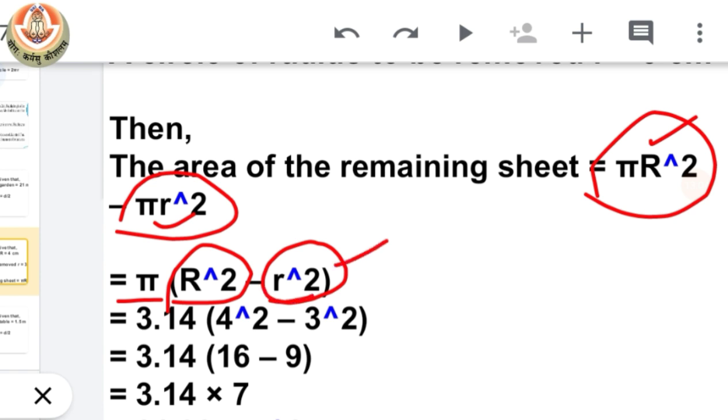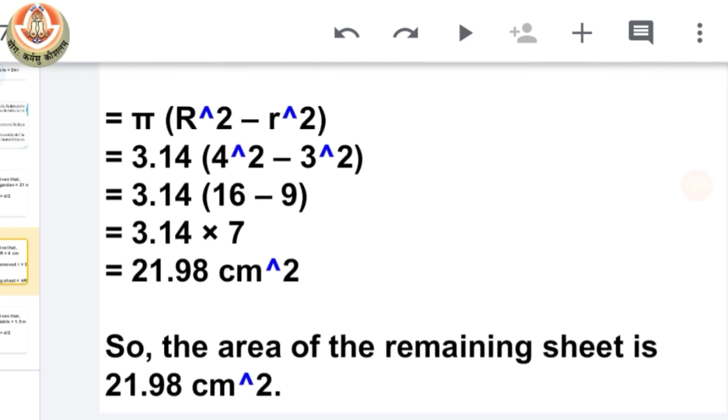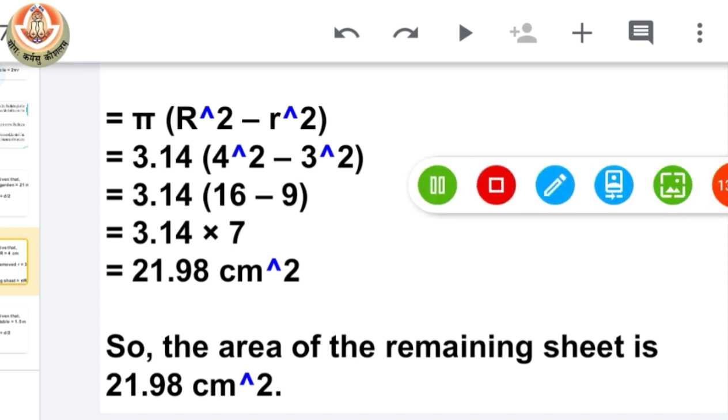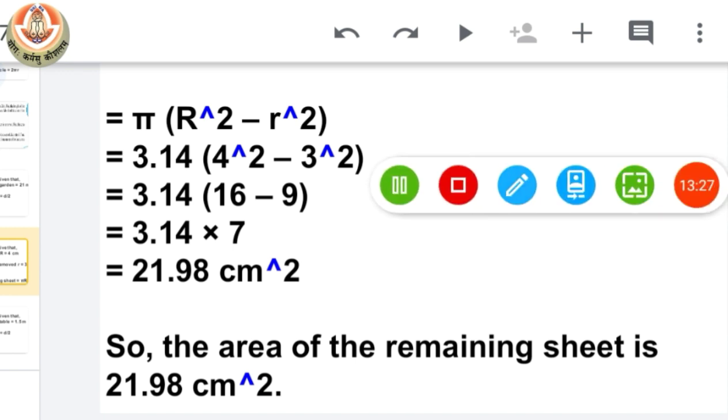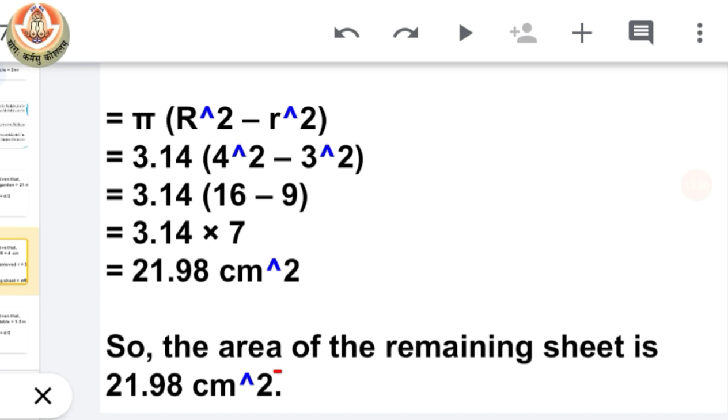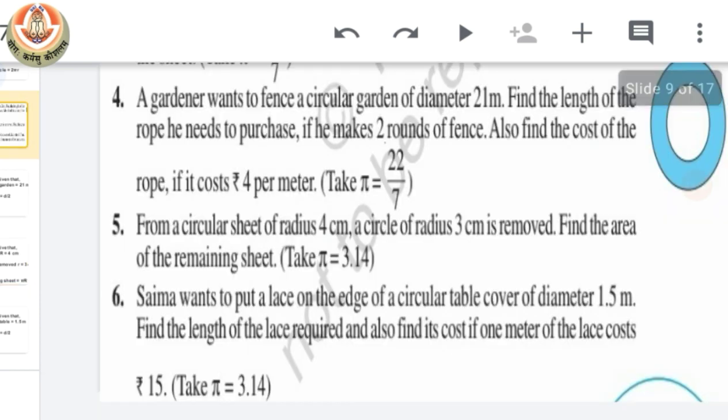So we have to put the values: 3.14 for pi, 4 centimeter radius of the bigger circle, 3 centimeter radius of the small circle. So the square of 4 is 16 and the square of 3 is 9. So 16 minus 9 will be 7. So our answer is 21.98 centimeter square, which is the area of the remaining sheet. Okay. I hope this is very easy and understandable to you.